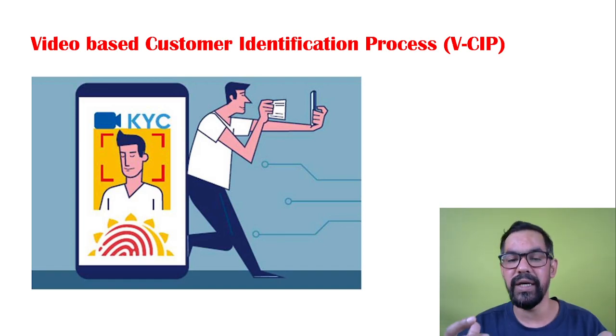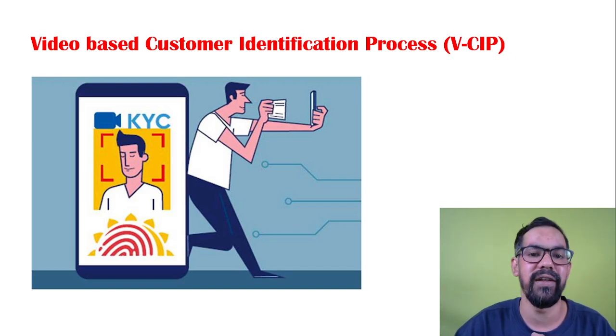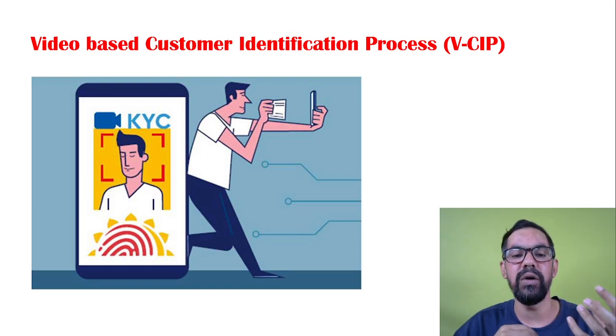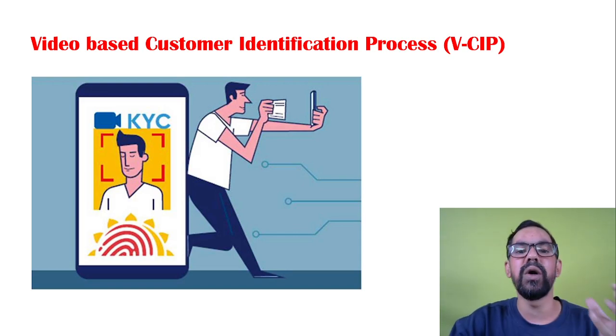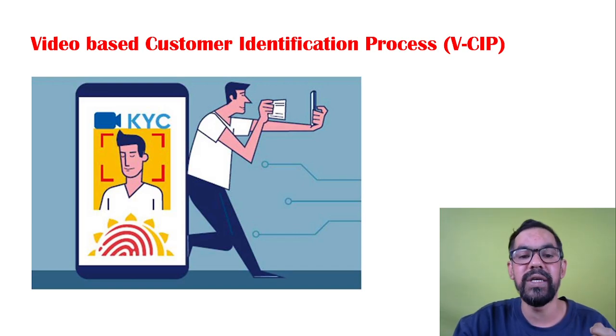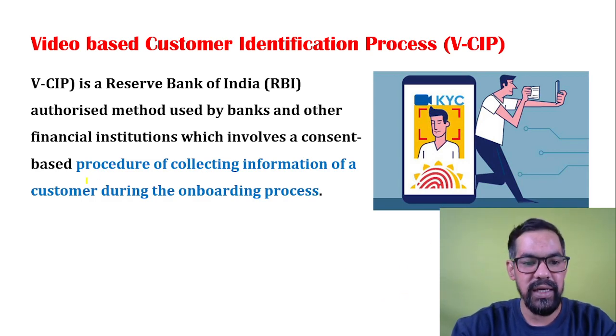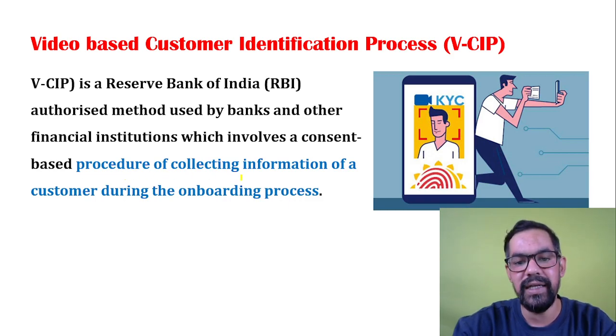So whenever you do eKYC, they record your video, okay, and they keep that as a documentation process. Okay, so video based customer identification process. Let's say you are opening some account or doing some eKYC, the system will record that particular data and the bank will keep it for the next 5 years or 10 years. Okay, so VCIP, which stands for video based customer identification process, is introduced by RBI, an authorized method used by banks and other financial institutions, which involves a consent based procedure of collecting information of a customer during the onboarding process.